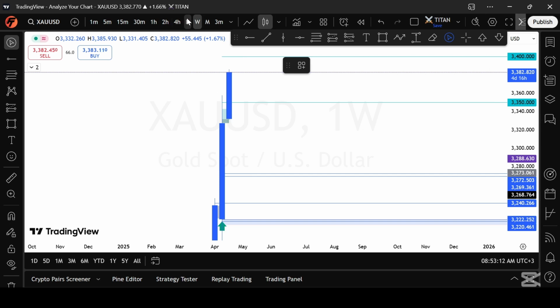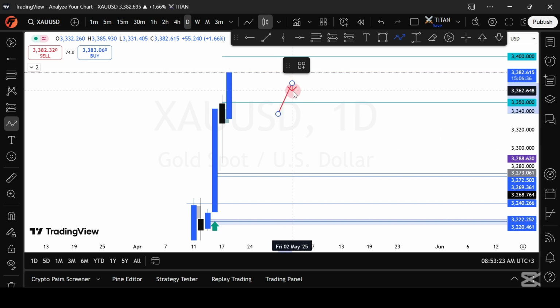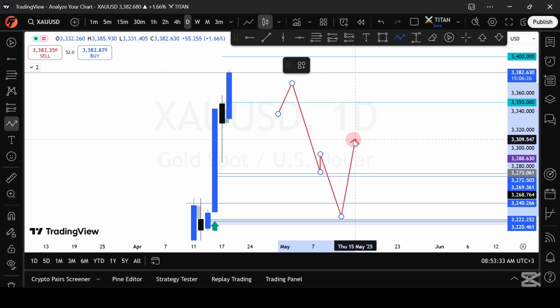So currently, what I'm waiting for, given the fact that Monday has opened bullish, I expect something like this. Could react here. I don't know. Could react there. But all I'm waiting for is to see.